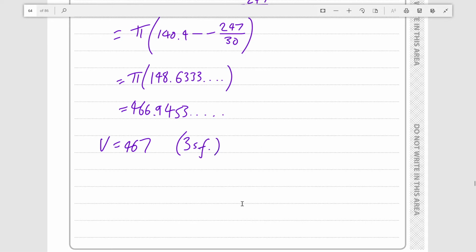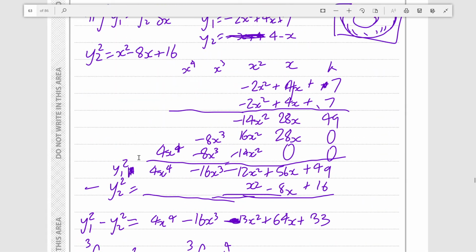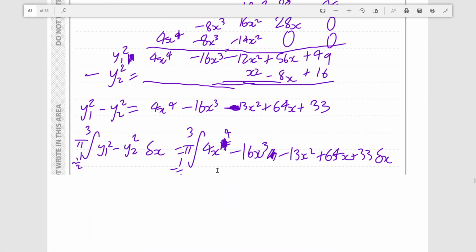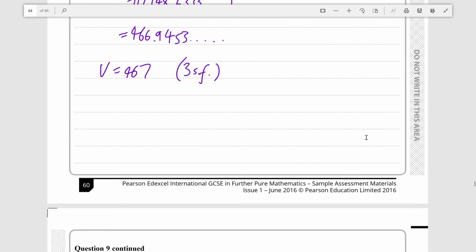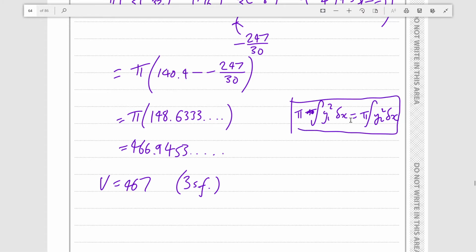Now, I want to make a note about the technique that I use in this question. In the mark scheme, they are not explicitly using that formula, the pi times integral of y1 squared minus y2 squared dx, but they are using an equivalent formula in which they make the integral of y1 squared dx equal to pi times integral of y2 squared dx.